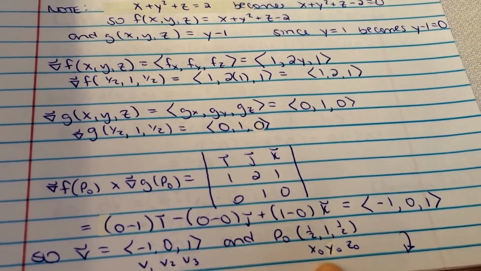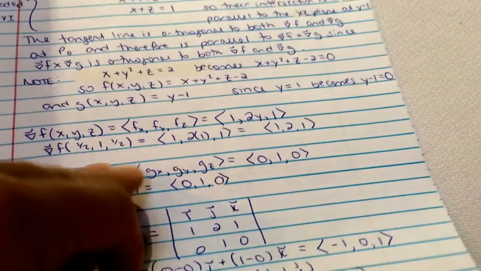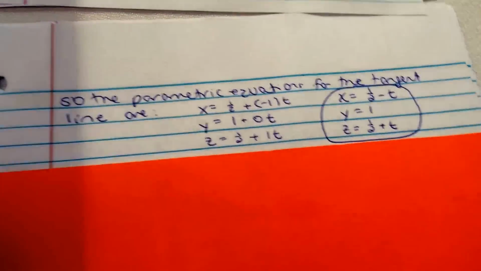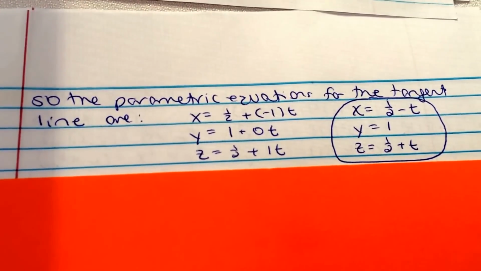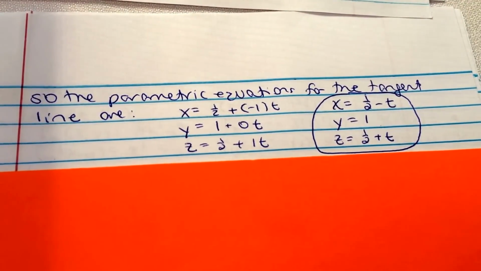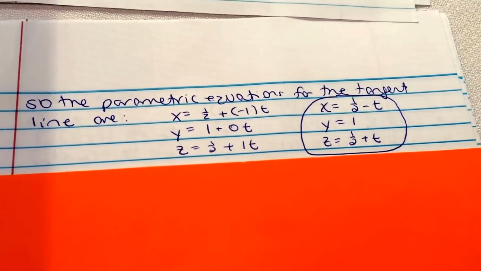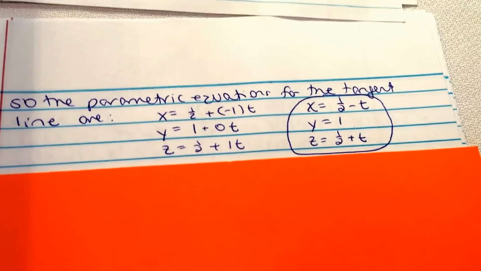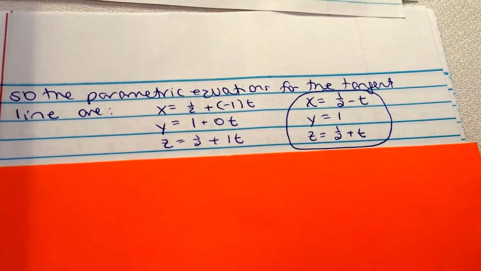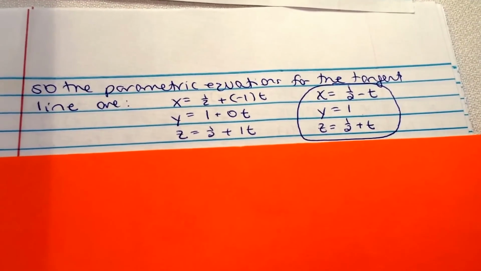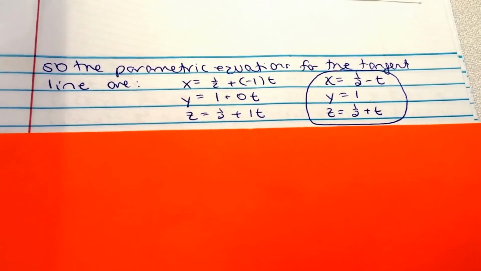I'm using the notations from 11.5 here. Using the parametric equations, again from 11.5, it was x equals x naught plus v1t, y equals y naught plus v2t, z equals z naught plus v3t, and it simplifies down to this. So this would be parametric equations for the tangent line. So for these problems, again, you're finding two gradient vectors, doing their cross product, and then using that to get parametric equations for the tangent line. Okay, so hopefully that makes sense.